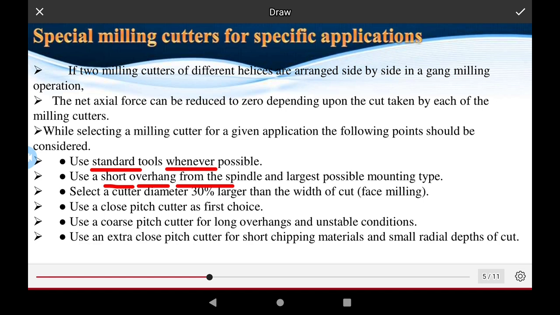Okay, spindles and large possible mounting of types of the tools used. Selecting the cutter diameter is 30% large. Okay, the tool's face area and shank are also used for the large width of the cut for the face milling operations.